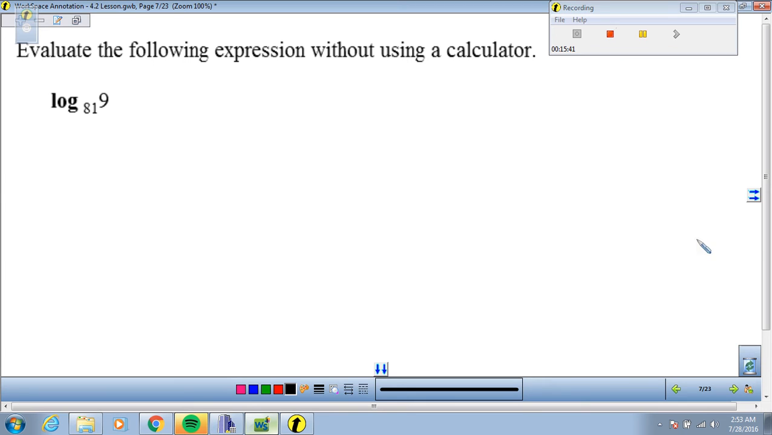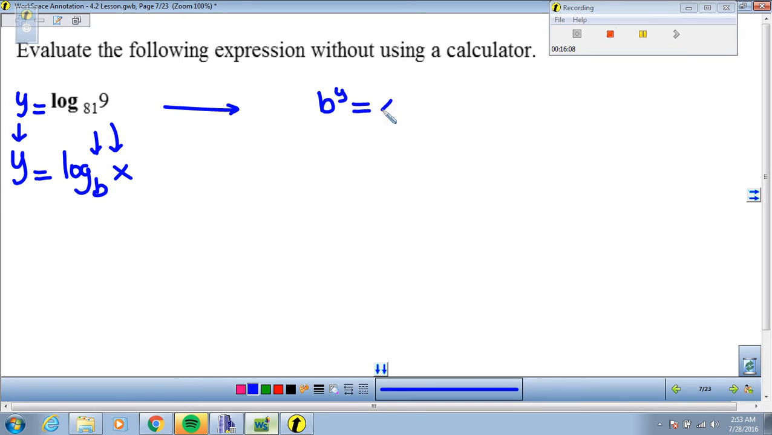Next one, evaluate the following expression without using a calculator. So without using a calculator, we're going to do the same thing. y equals this. So y equals log base b of x. That's how this is written in logarithmic form. You're going to write it in exponential form. b to the y equals x. I know it doesn't say for you to write it like that, but that's how we've been solving these logarithmic equations without the need of a calculator. So what's b? 81. What's y? Well, just y. What's x? It's a 9.